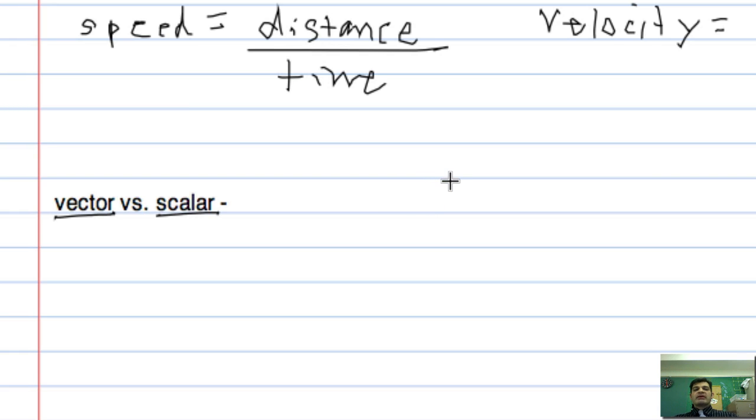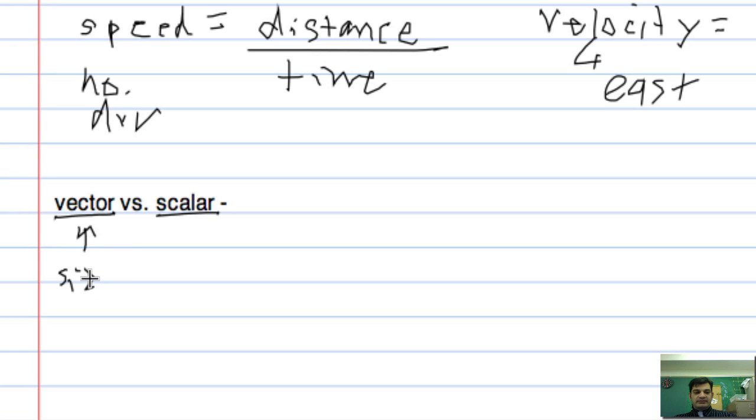And I want to say one more thing about velocity. The direction of your velocity is in fact the exact direction of your displacement. So in this example that we started off with, we would say the velocity is due east. Whereas speed is simply your distance over the time, and it has no direction. So we have these quantities that have both a size and a direction, and we call those vectors. So a vector is a quantity that has a size and a direction.